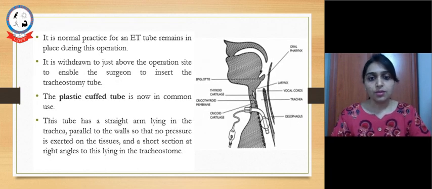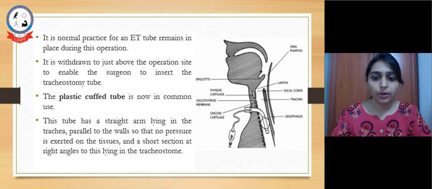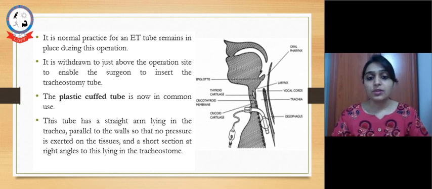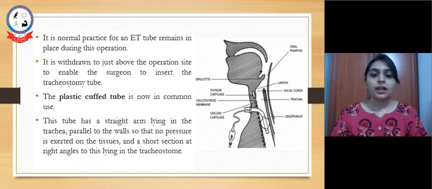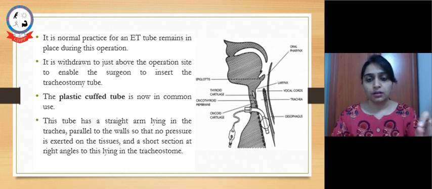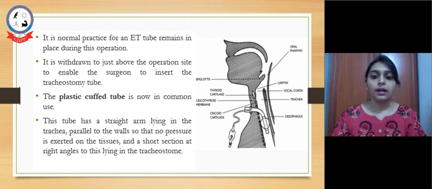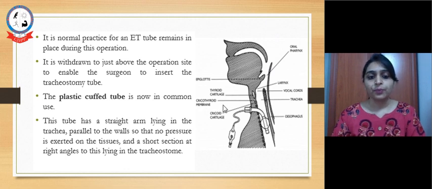When a surgeon performs the tracheostomy operation, the ET tube remains in place even during the operation, and sometimes a ventilator is also attached to it. Once the tracheostomy is done and there is a stoma, they insert a plastic tracheostomy tube. After that, gradually they will remove the ET tube. The plastic cuffed tube is commonly used.